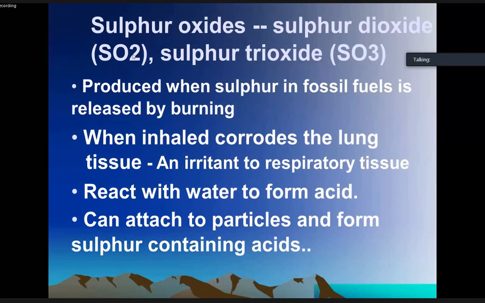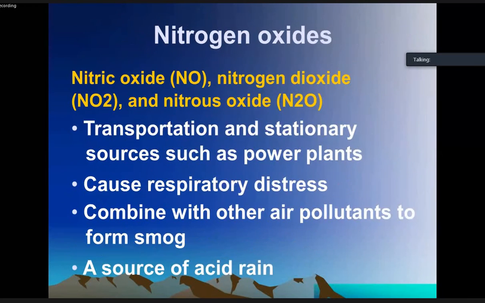When the sulfur dioxide reacts with H2O, they form acids, and the pH of those rains is near about 2. Remember, the pH of our gastric juice, which is quite acidic due to the hydrochloric acid, is 2 as well. So these sulfur dioxide particles can attach to the particles present in the air and form sulfur-containing acids.